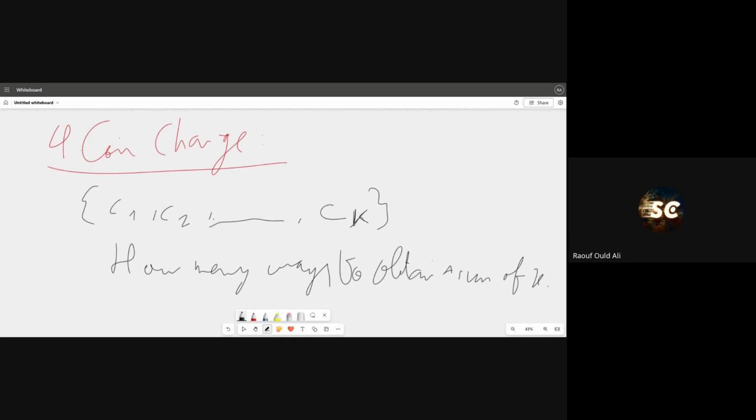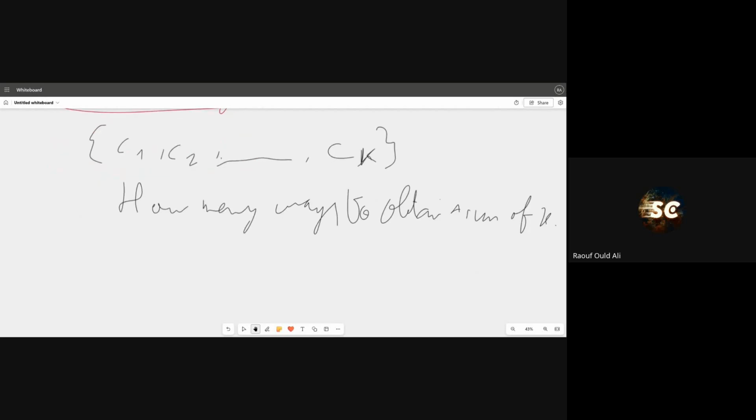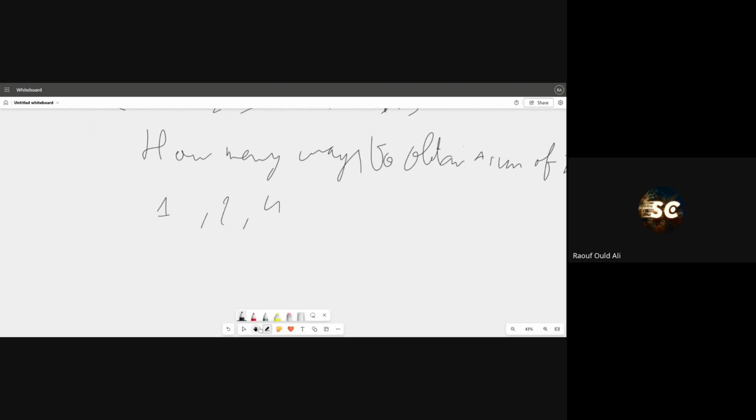For example, if I have the coins 1, 2, and 4, and I want x equal to 4, we can either use a coin of 4, 2 coins of 2, a coin of 2 and 2 coins of 1, or 4 coins of 1. So here we have 4 ways. Who can tell me how we can compute this?